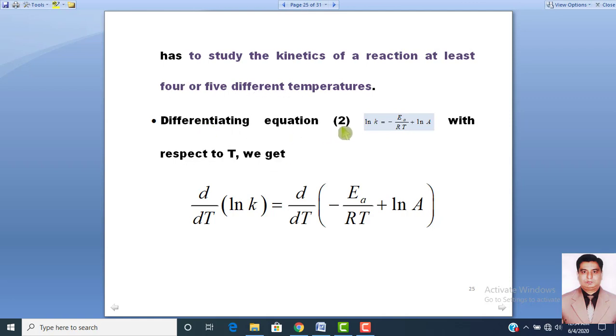If you differentiate equation number 2, that is log natural k is equal to minus Ea over RT plus log natural A, with respect to temperature, then this equation can be written as d log natural k over dT is equal to d into minus Ea over RT plus log natural A over dT. This is equation number 2 and this is its differential form.